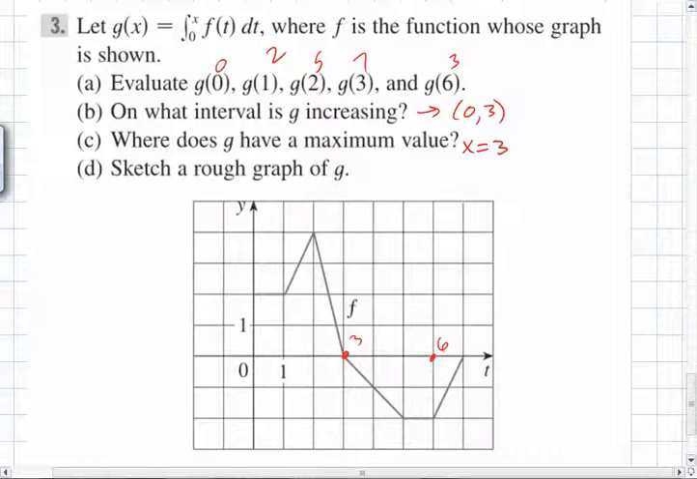Sketch a rough graph. So what does this look like? It's 0, and then what does it become? 2, and then what? 5, and then 7, and then what happens? And what's G at? What's G of 6? 6 is what?